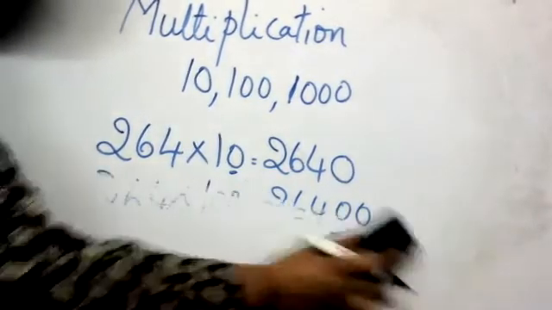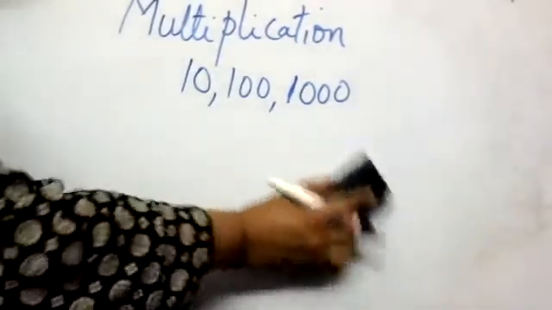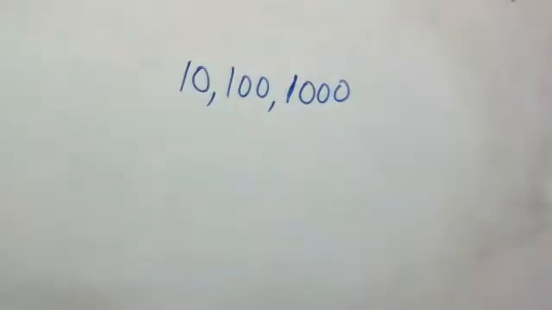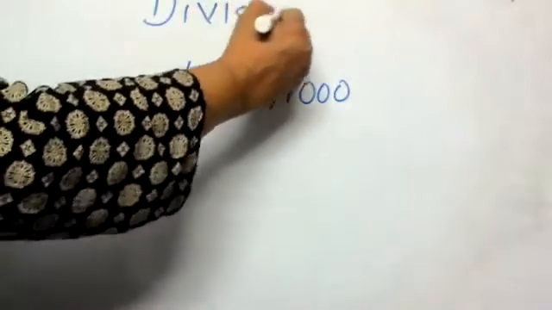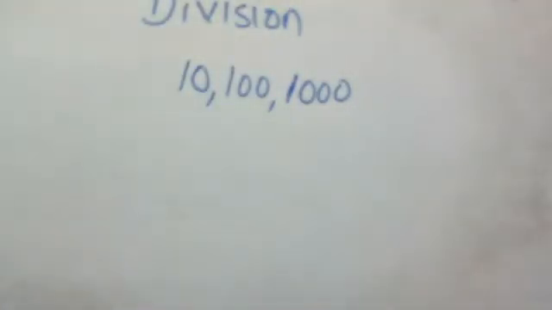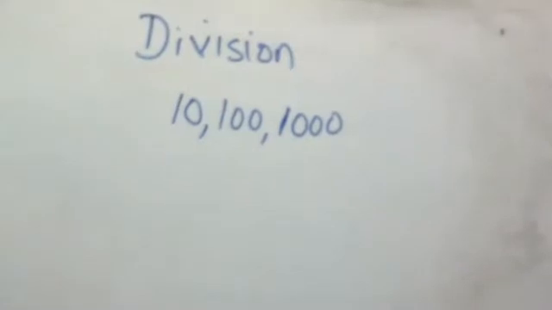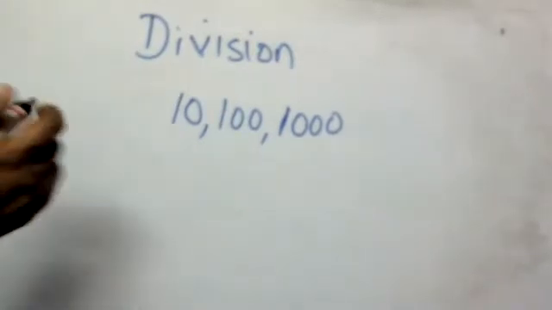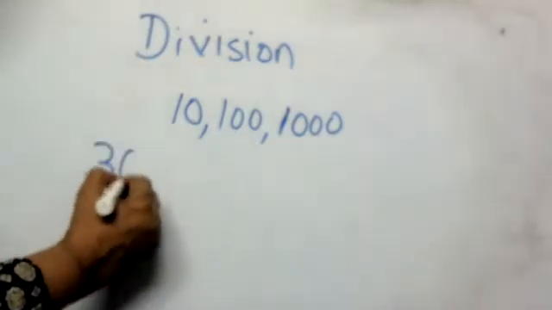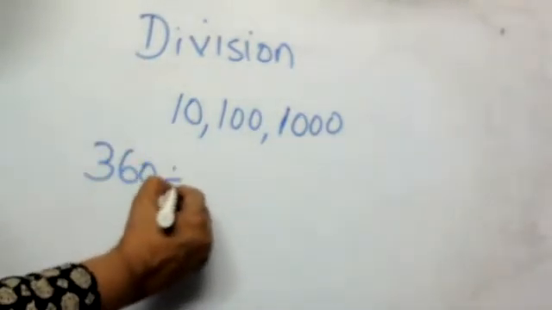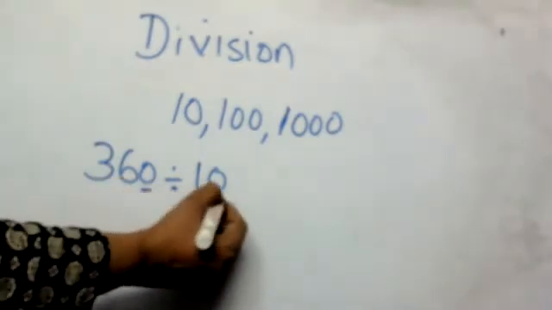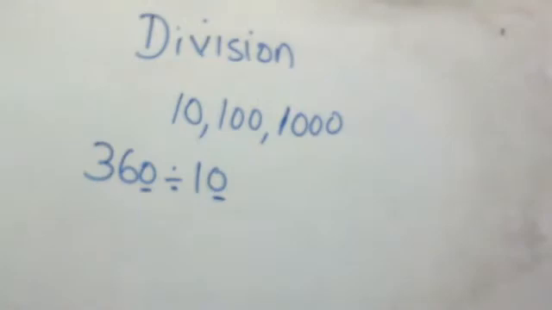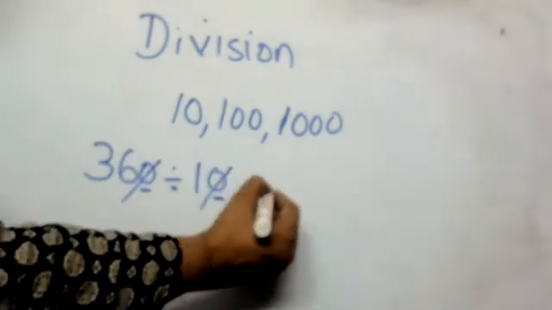Now, multiplication is very easy. Let's look at division. Division by 10, 100 and 1000. We can follow the short method and we can follow the long method. So, if there is a number 360 divided by 10, the short method is this side there is a 0, this side there is a 0. So what you do? You just cancel the zeros.